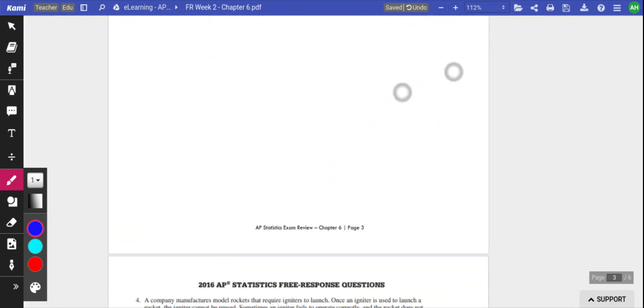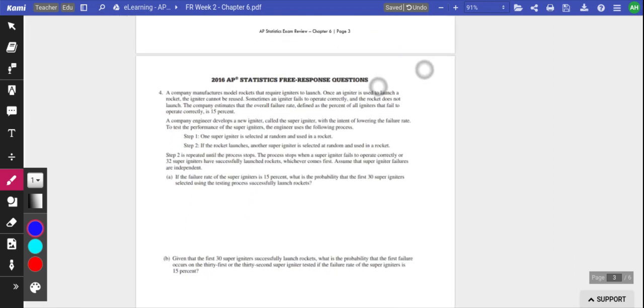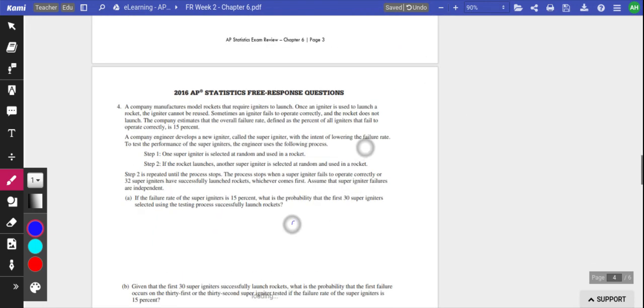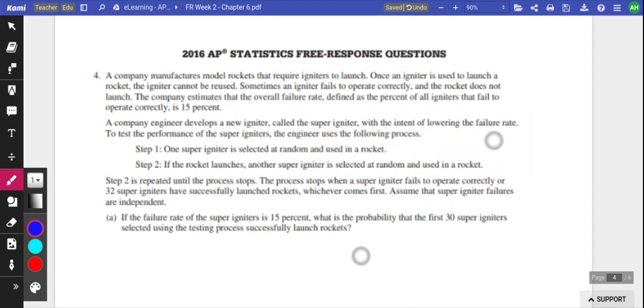All right. Next problem. 2016. Model rockets.